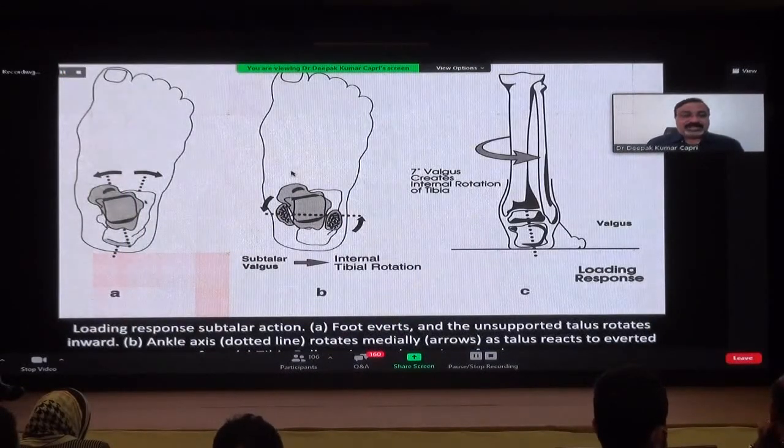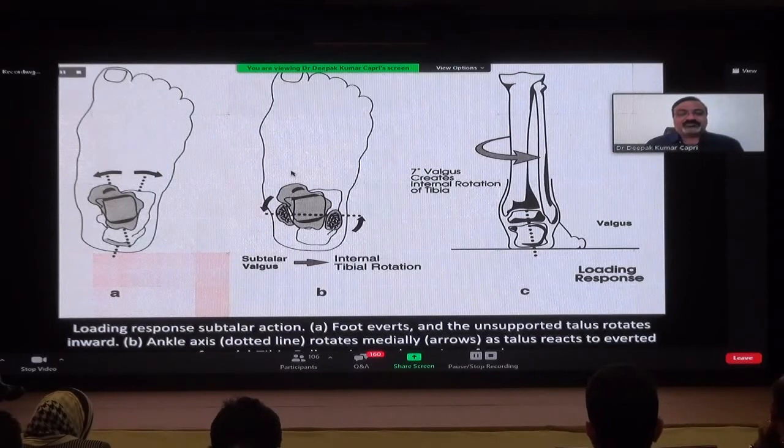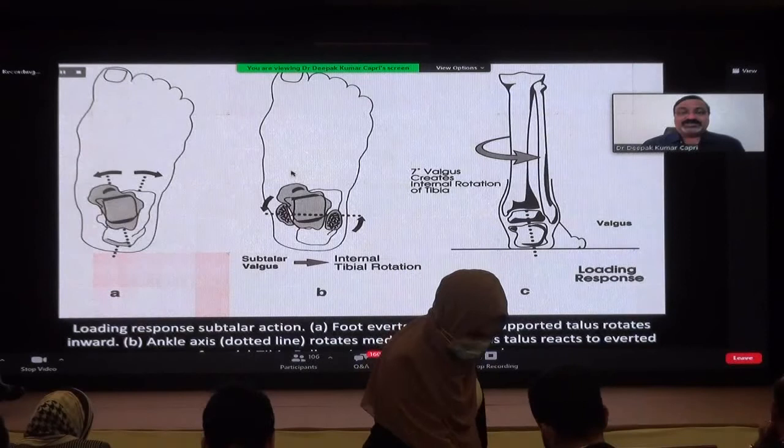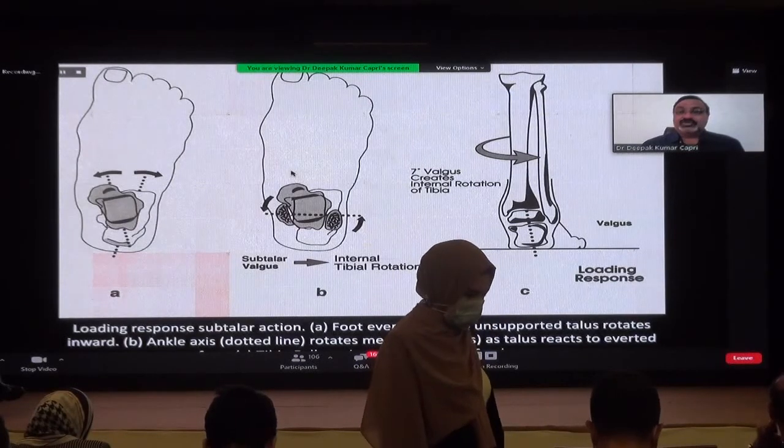So this is the animation: if the talus goes down and in, the tibia and fibula will also move down and in, and if the talus goes up and out, the tibia and fibula will also go up and out. And as I said, we need a supinated foot as well as a pronated foot, because the supinated foot is a rigid foot, and we need a rigid foot while walking during the push-off phase. And we need a loose foot, that is the pronated foot, for the mid-stance phase, because it works like a shock absorber.